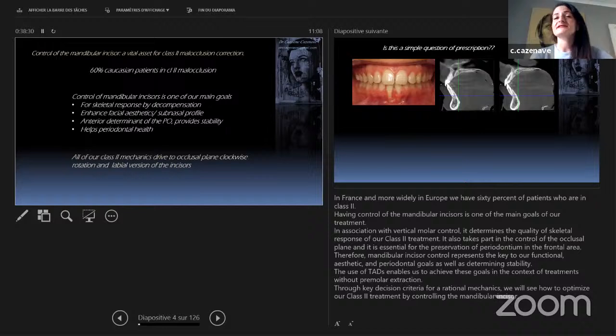Therefore, mandibular incisor control represents the key to our functional, aesthetic, and periodontal goals, as well as determining stability. The use of TADs enables us to achieve these goals in a context of treatment without premolar extraction. Through key decision criteria for rational mechanics, we will see how to optimize our class 2 treatment by controlling the mandibular incisor.